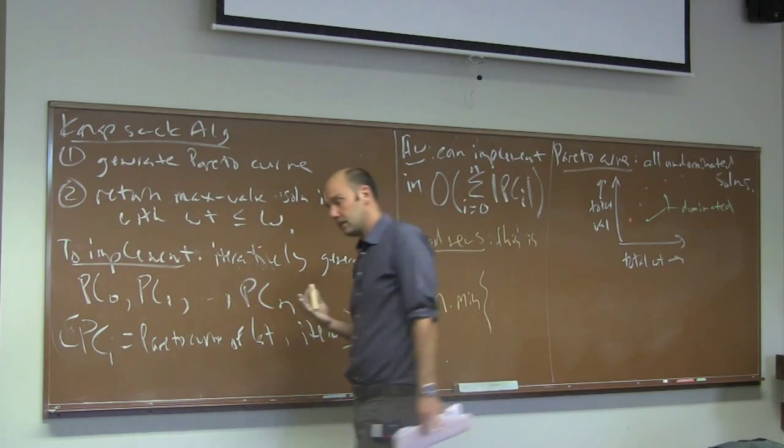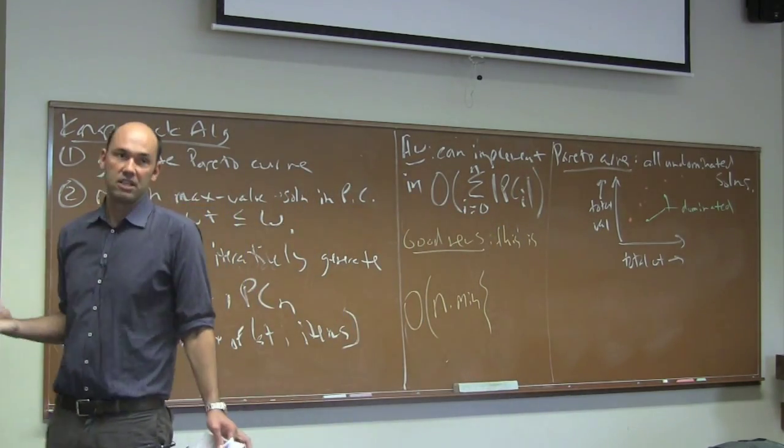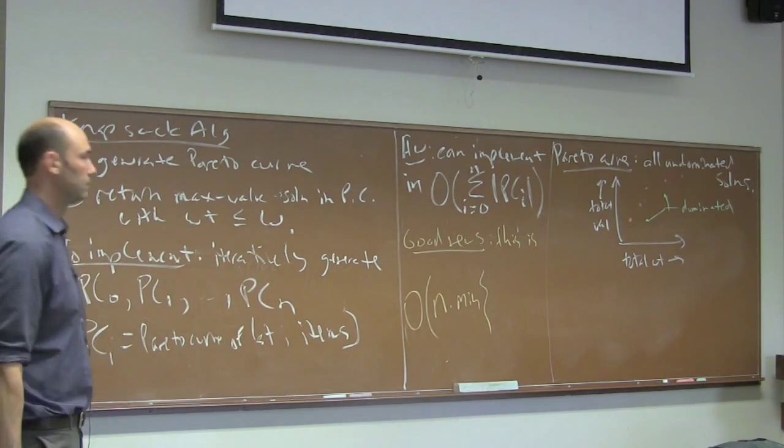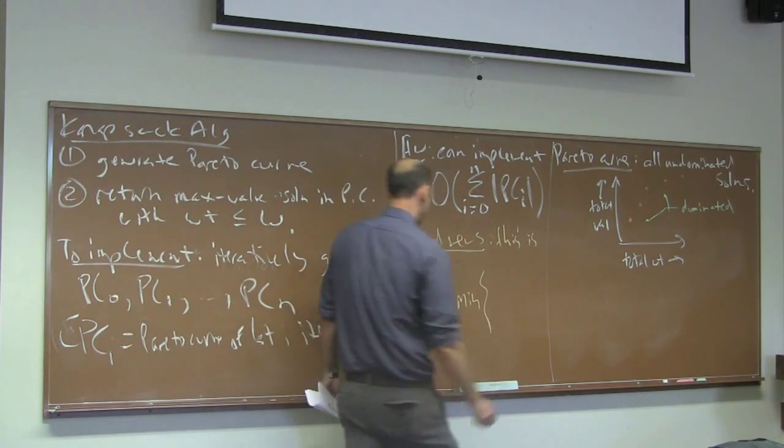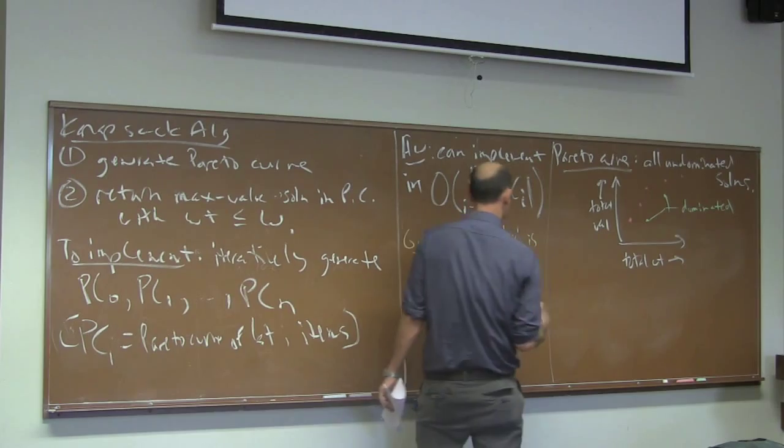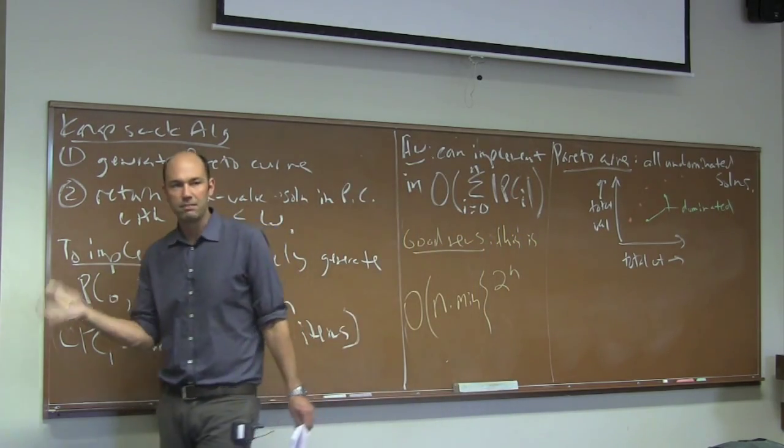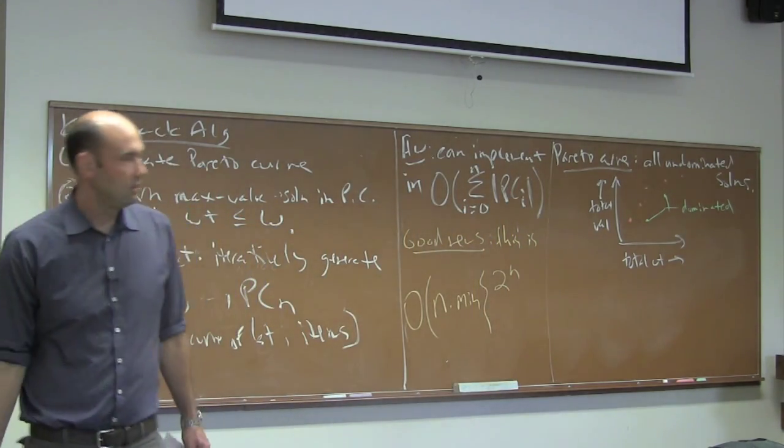Certainly, in the worst case, it's all possible solutions, of which there are 2 to the n. So we'll put a 2 to the n there. And again, it's an NP-complete problem. We are expecting to see some kind of exponent somewhere in the worst case.